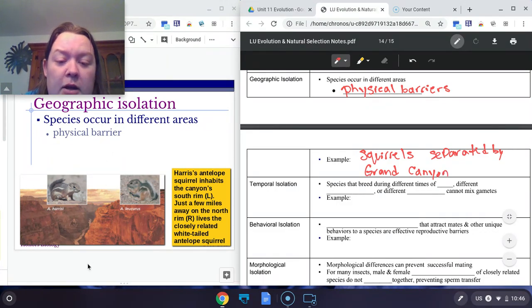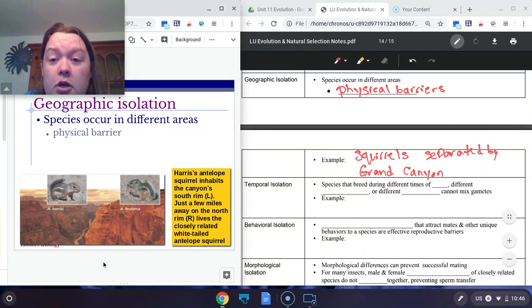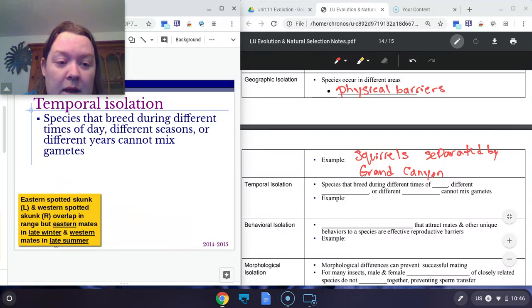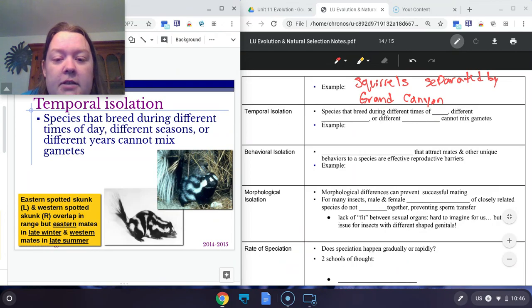Now your geographic barrier, it could be a river, things living on two sides of a river. It could be an ocean. It could be an island. It could be anything that's going to physically separate two organisms right down the middle so they can't even get near each other. That is geographic isolation. So if there was a mountain in between two groups of squirrels, that would be geographic isolation. So any type of physical barrier that splits two organisms apart so they're not even close enough to think about mating. The next type of isolation is called temporal isolation.